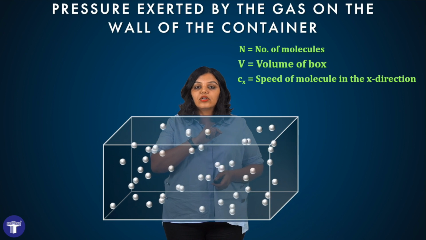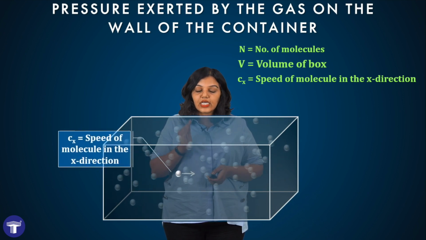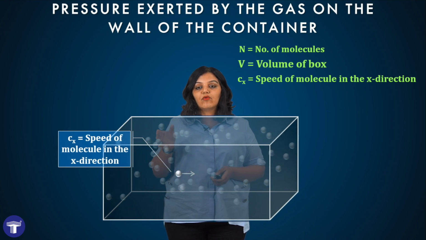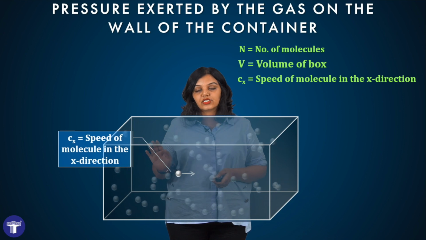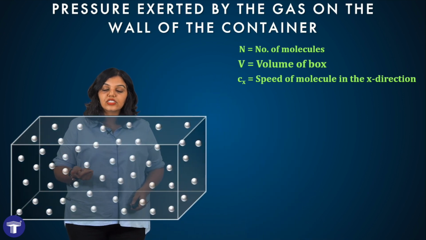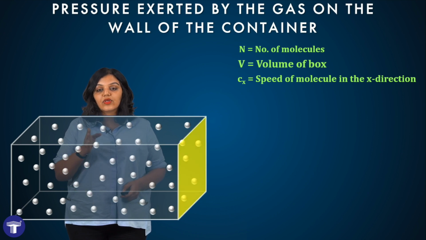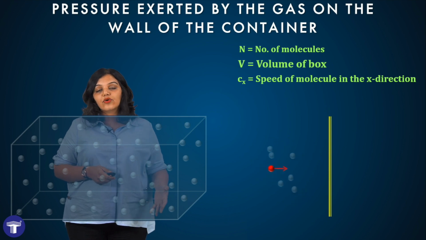So here I have this molecule which is moving in the x direction. I'm going to count only the change in momentum in the x direction because my wall is only affected by the molecules which are moving in the x direction. And therefore now I will start counting the number of collisions that the molecules are making with this wall.